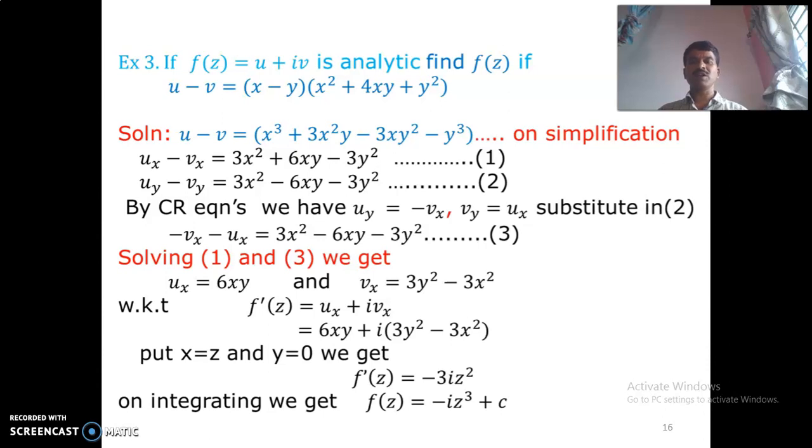And suppose u minus v is given. Then you can differentiate here also with respect to x and y. Before that, you can simplify u minus v by multiplication of these two terms, and after simplification we get these relations. Differentiate with respect to x and y respectively, and by making use of the CR equations we get u_y, because we can translate this.